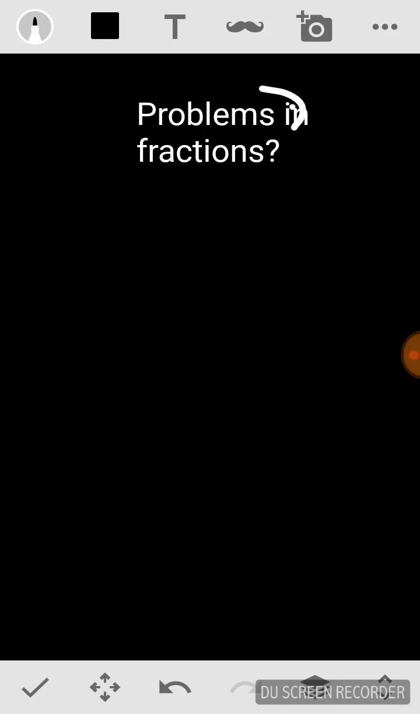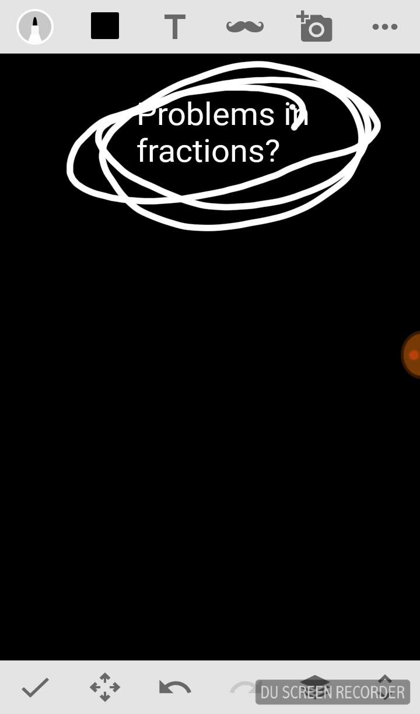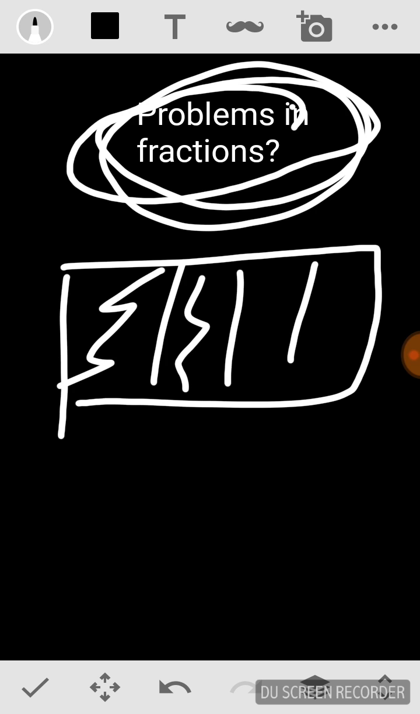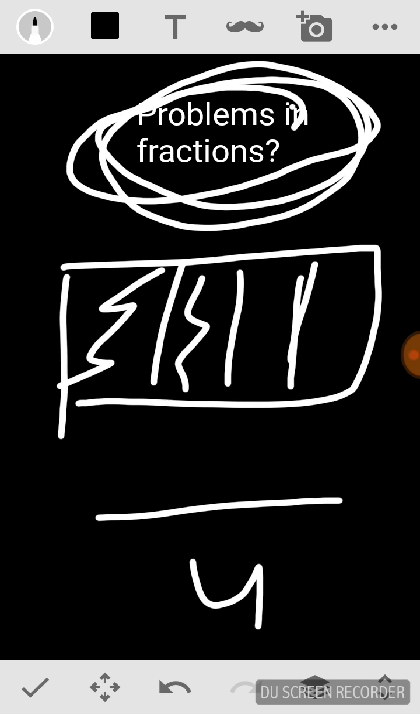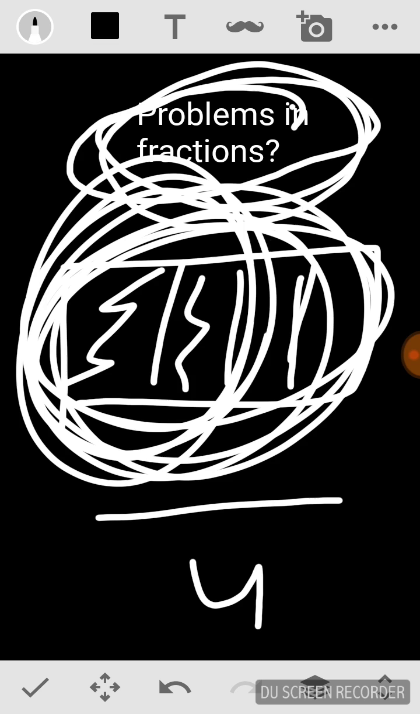Okay, my first of 4 questions is, do you have any problems in fractions? In childhood we were taught like this, I hope. A revision: the total number of parts is the denominator and the colored part is your numerator.